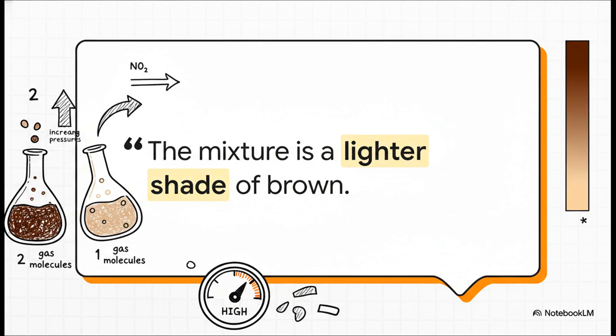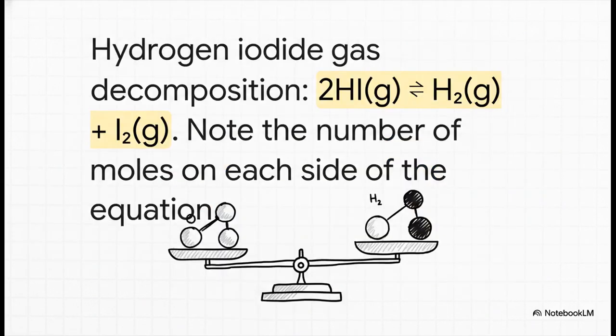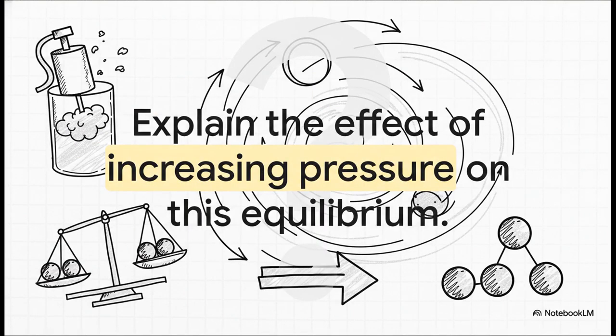So the reaction shifts right, and the brown color starts to fade. All right, let's look at one more gas equilibrium. This time, it's hydrogen iodide breaking down. Now, for this one, I want you to pay really close attention to the big numbers in front of the molecules, the stoichiometry. Here we go with pressure again.